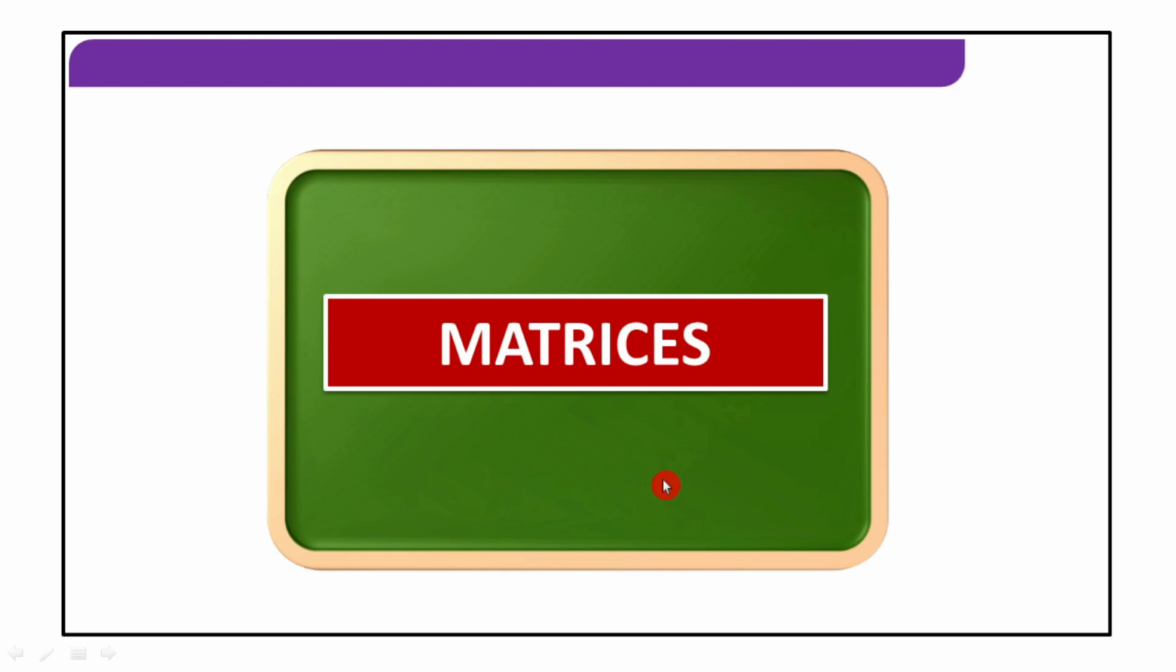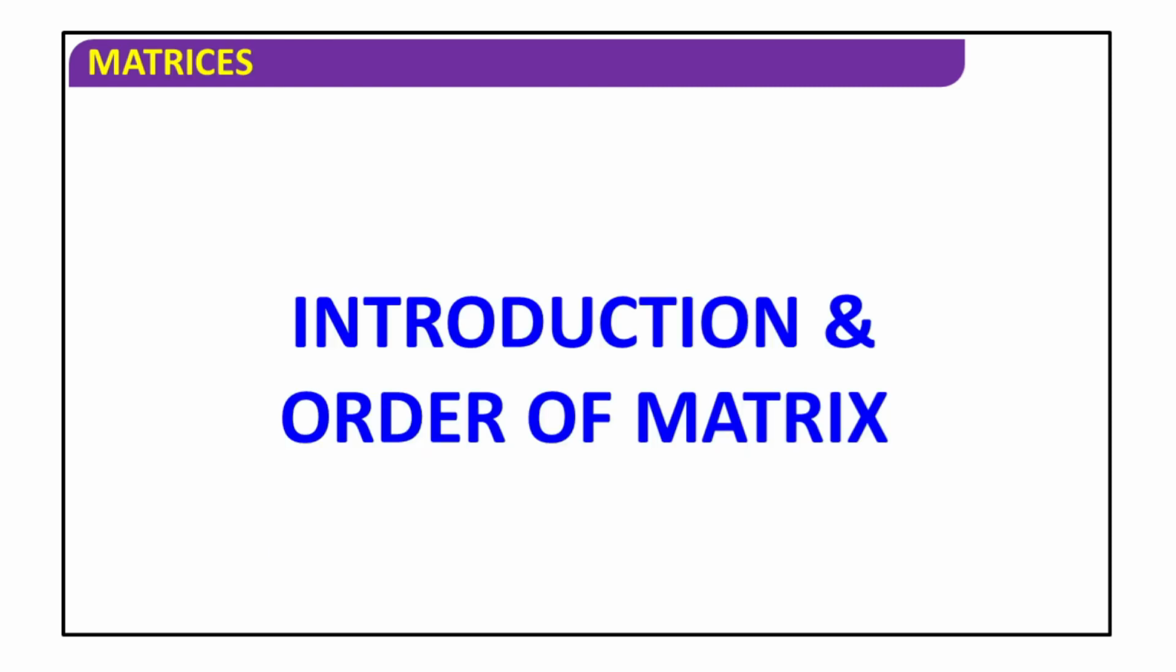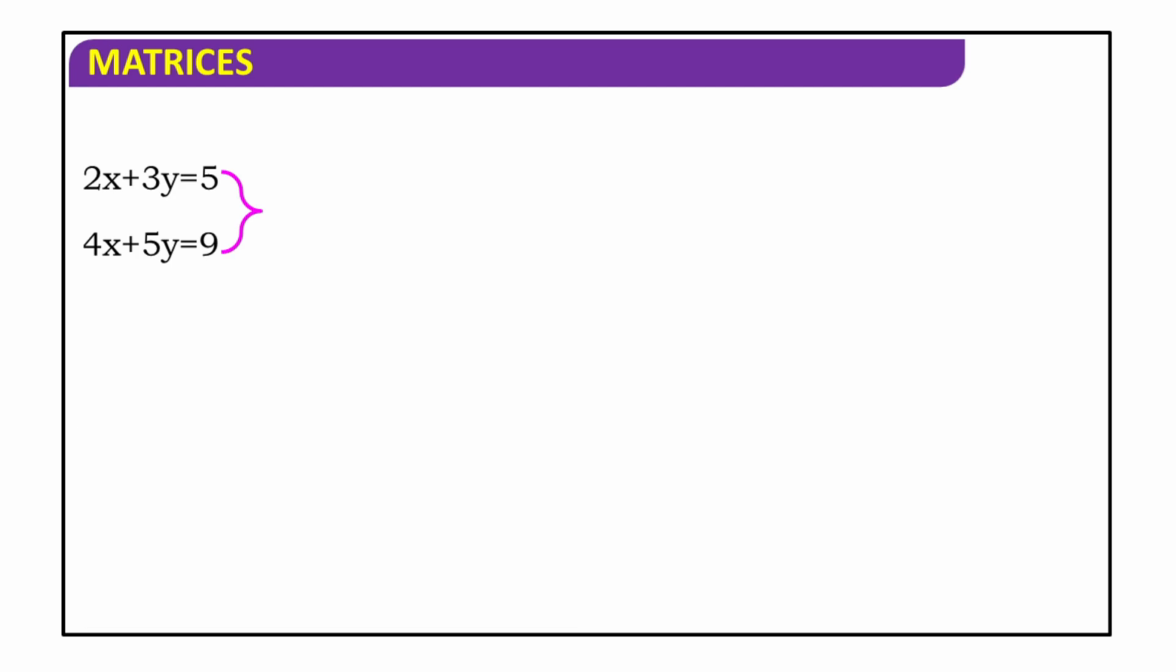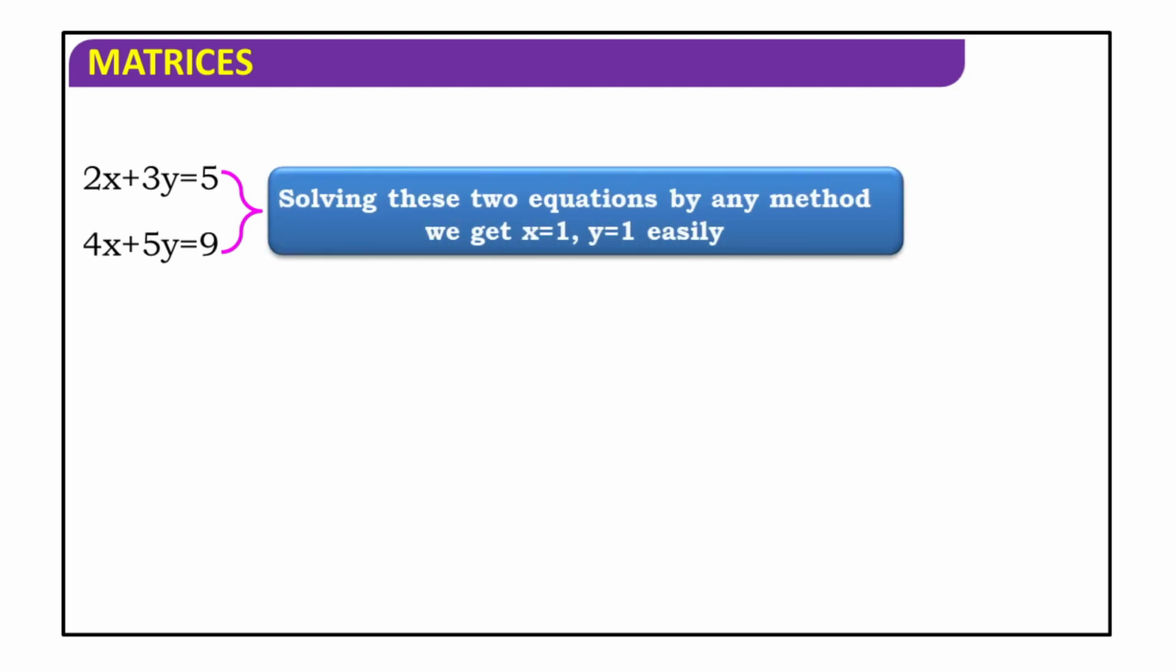Today we are going to discuss matrices, introduction and order of the matrix. Consider 2x + 3y = 5 and 4x + 5y = 9. Solving these two equations by any method, we get x = 1, y = 1 easily.